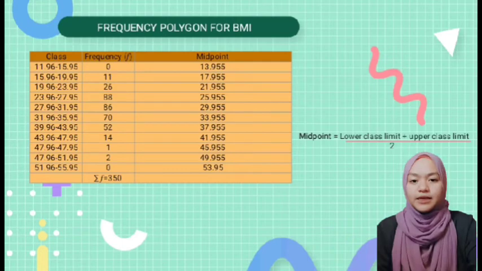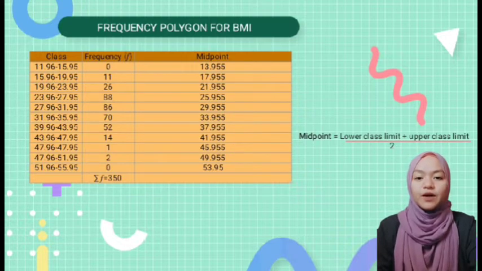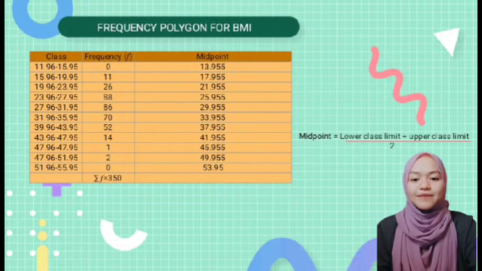Now for the BMI data, we choose to use a frequency polygon, which is the same as the histogram. For the x-axis, we use the midpoint, and for the y-axis, we use the frequency.